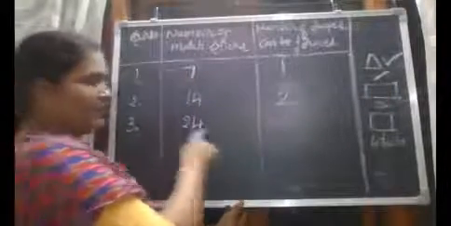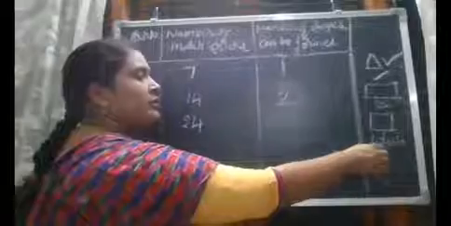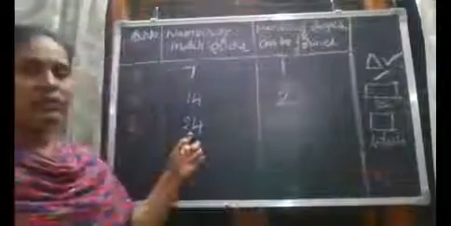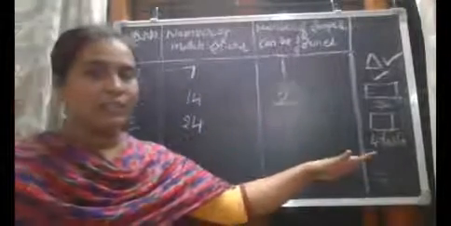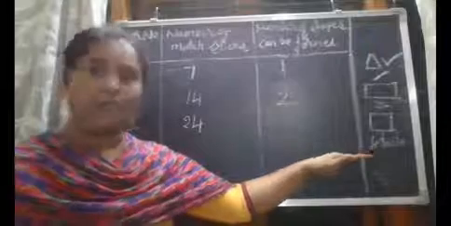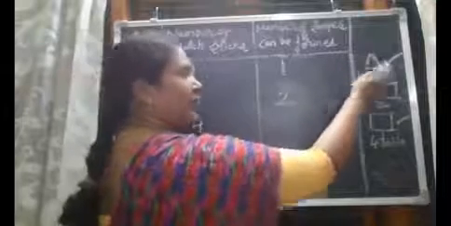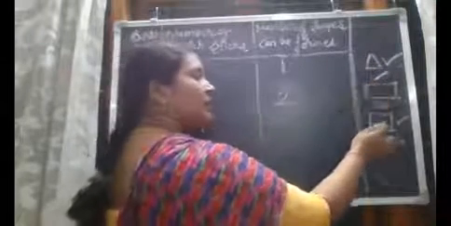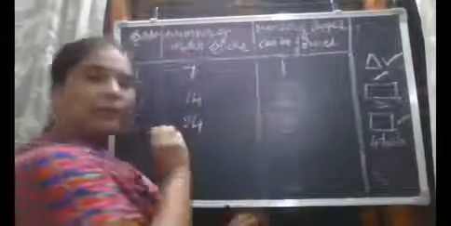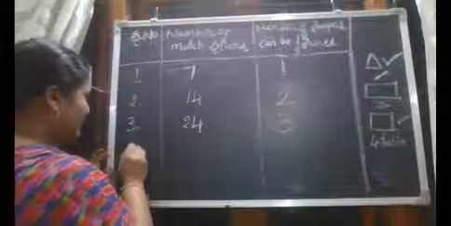Similarly, for a square, what do we need to do? We need to check in the 4 table. Do we get 24 in the 4 table? Yes. 4 5s are 20, 4 6s are 24. So we can make a square also. So we can make a triangle, a rectangle, and a square also. So 3 shapes can be formed using 24 matchsticks.